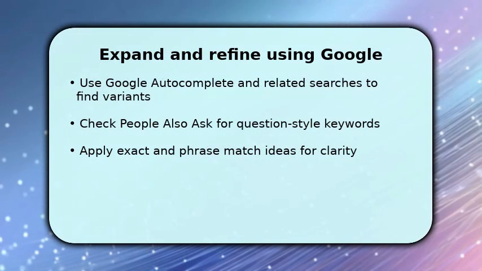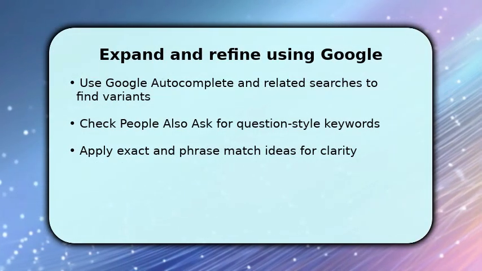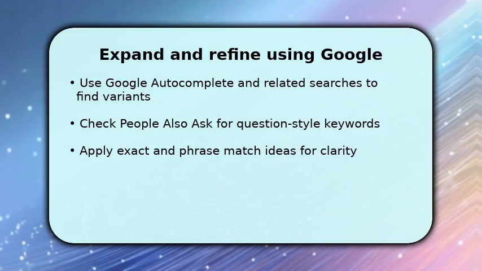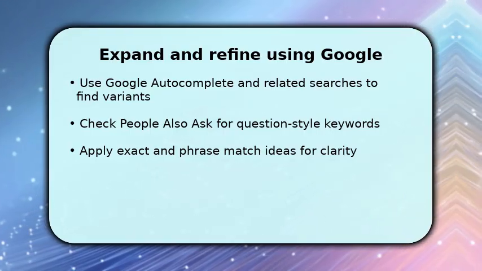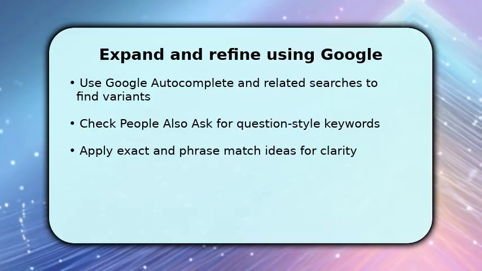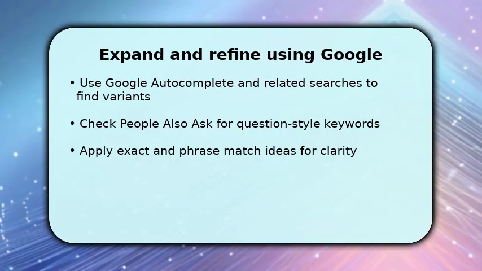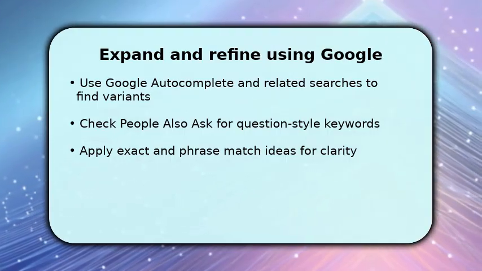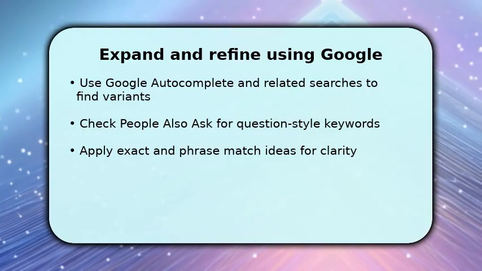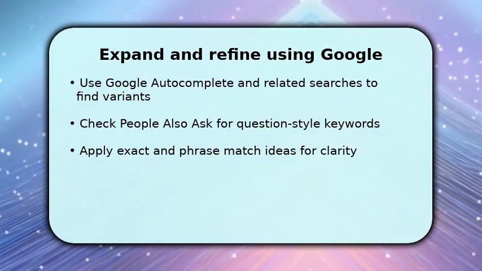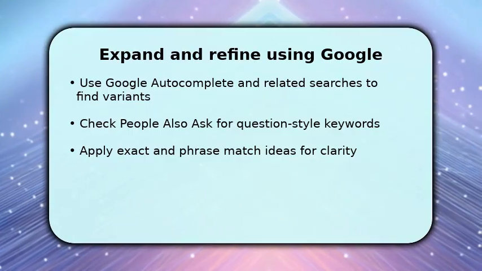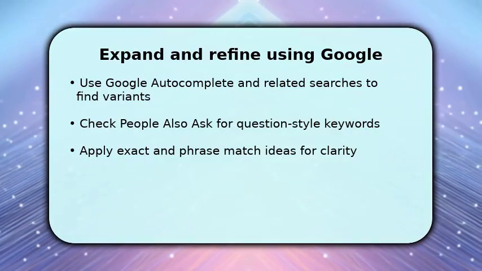Next, paste one seed keyword into Google and observe autocomplete suggestions. These are real queries users type. Scroll to the bottom and use related searches, and open people also ask boxes to surface question-based phrases. Once done, copy promising variants into a list and test them with quotes for phrase match or brackets for exact match to see how results change. Make sure to note search intent shifts. Informational leads to guides, transactional to product pages. This refines your keyword set for targeting.